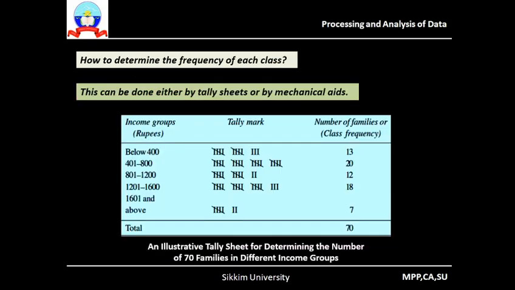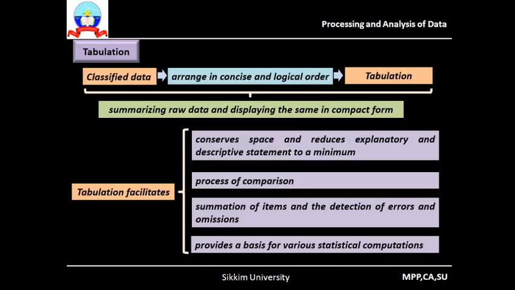Now, this is a very simple example that tries to represent how to determine frequency using a tally sheet. Here, what we have tried to do is determine the frequency with the help of tally marks. You can go through this particular example. Now let us move on to the next processing activity called tabulation. Tabulation is an activity that aims at arranging the classified data into a concise and logical order.